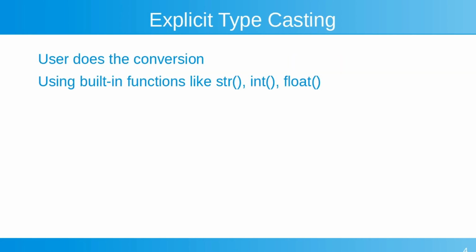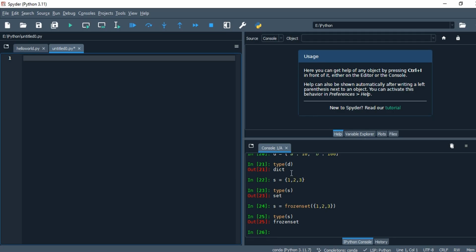So we call this type of conversion implicit type conversion or typecasting. And there is another type, explicit typecasting. In this case, the user has to explicitly call some function like str, int or float. So these are built-in functions. The user has to call this function to do the conversion explicitly.